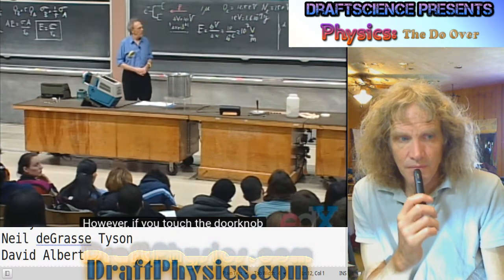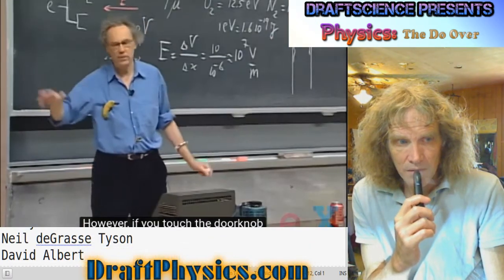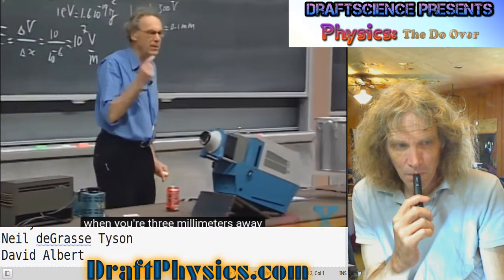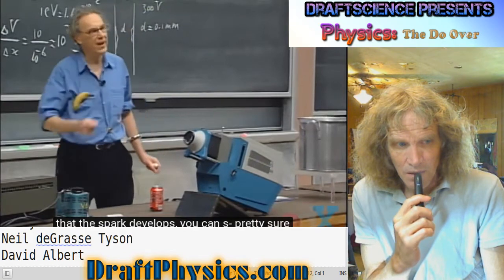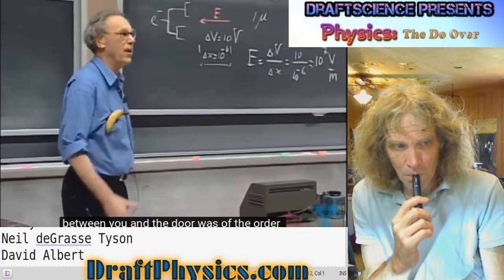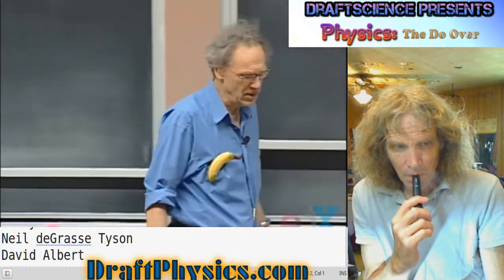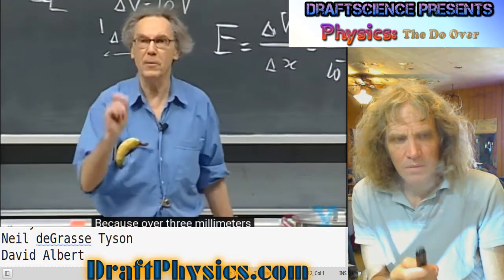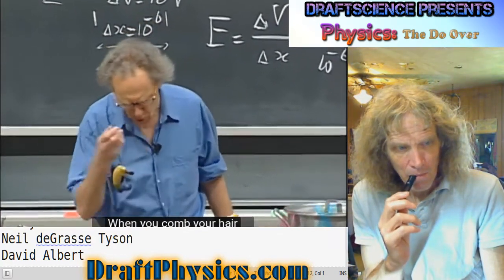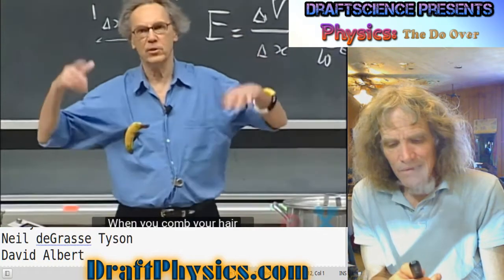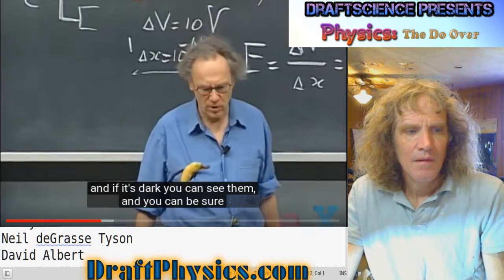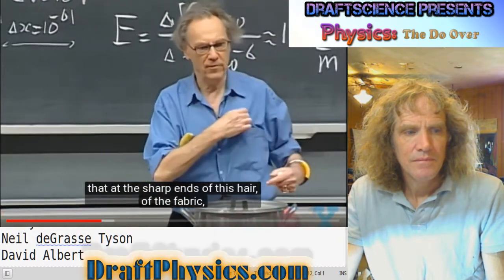However, if you touch the doorknob and you feel a spark, and you see that the spark develops when you're 3 millimeters away from the doorknob, you can be pretty sure that the potential difference between you and the door was of the order of 10,000 volts, several thousand volts at least, because over 3 millimeters it requires 10,000 volts to get to 3 million volts per meter. When you comb your hair, or when you take your shirt off, you get little sparks. You can hear them, and if it's dark you can see them, and you can be sure that at the sharp ends of this hair, of the fabric.